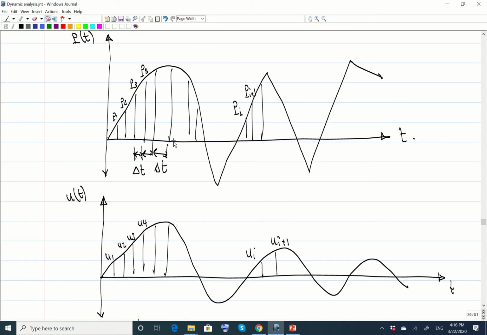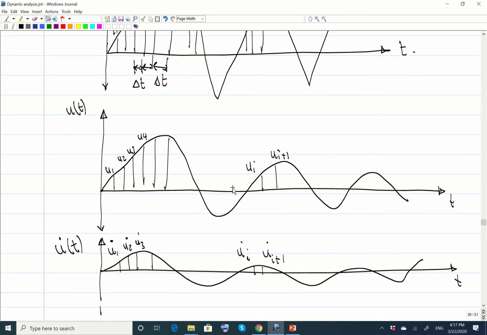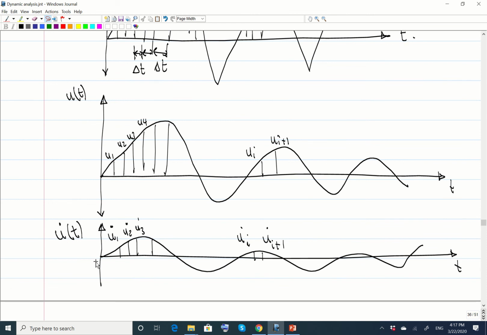Now when you apply this force, there will be a displacement, and we want to find this displacement. Instead of a closed form solution as we did with the force, we're going to find the displacement at those sampling points. Every delta t, our target is to find u at those sampling points: u1, u2, u3, u4, and so on, u i plus 1 at the end of this step. Also, we're going to find u dot of t at each of those sampling points.